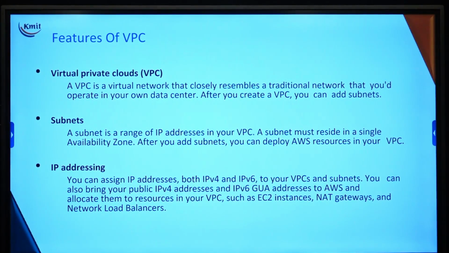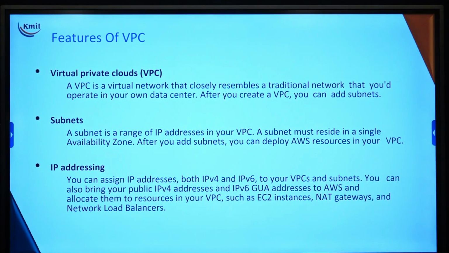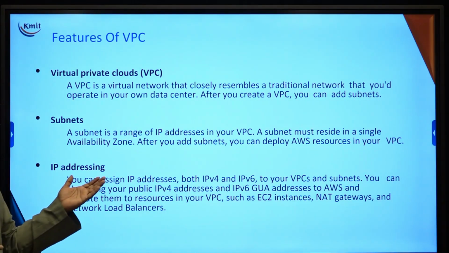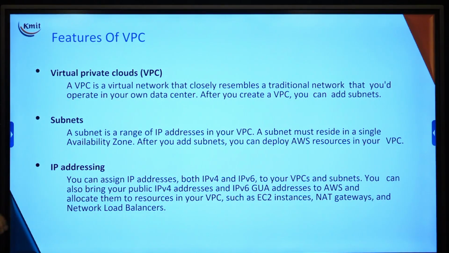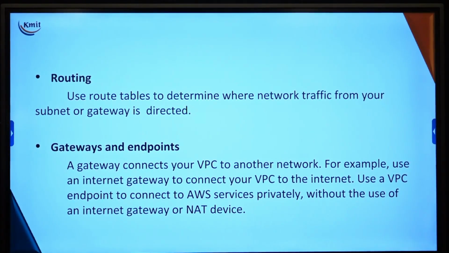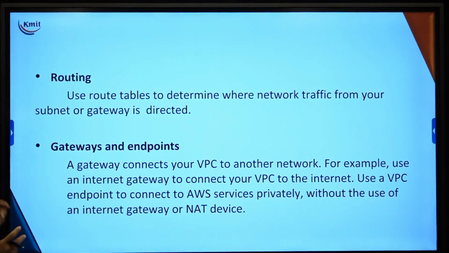So IP addressing is given. Both IPv4 and IPv6 addressing can be done, and then you can use them to allocate AWS resources in your VPC, such as instances, NAT gateways and network load balancers. Routing is done because we want to route the traffic, so we use something called route tables.